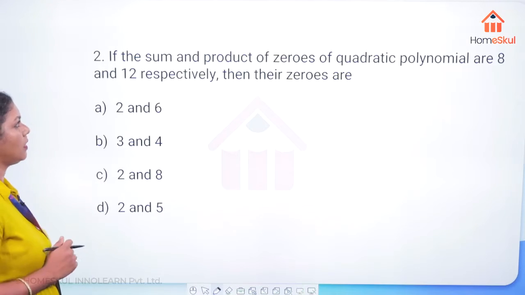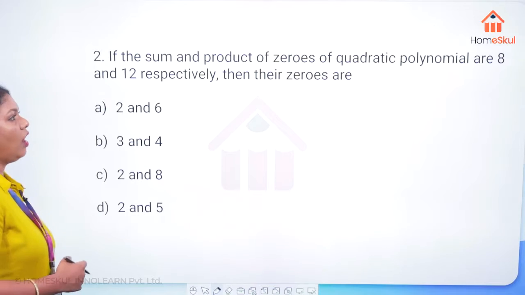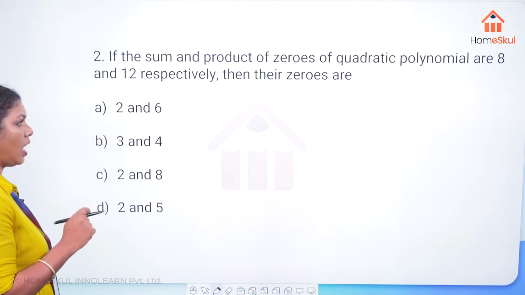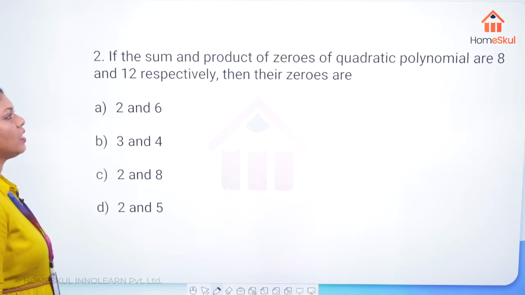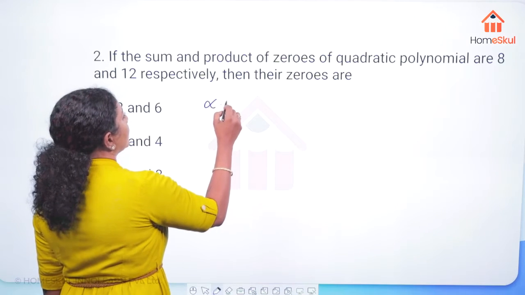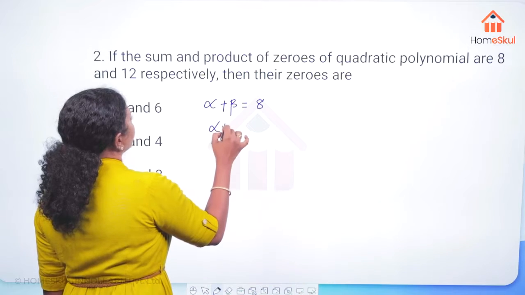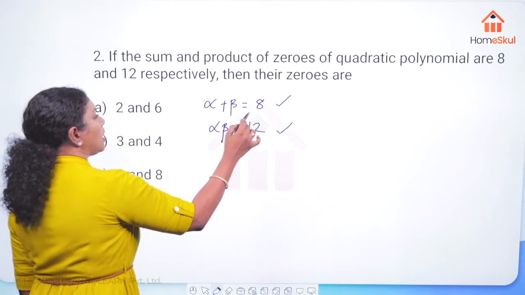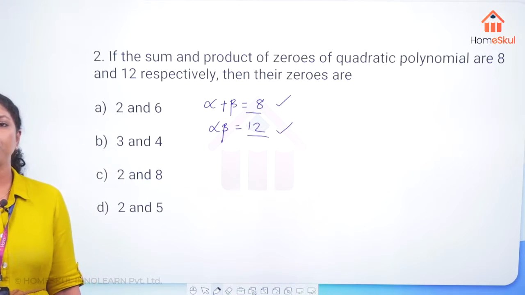Now look at this question. The sum and product of zeros of a quadratic polynomial, so the power is 2, are 8 and 12 respectively. Then the zeros are? Isn't it easy? Sum is equal to 8, product is equal to 12. You need to find 2 numbers whose sum will be 8 and the product will be 12. Did you get the answer?